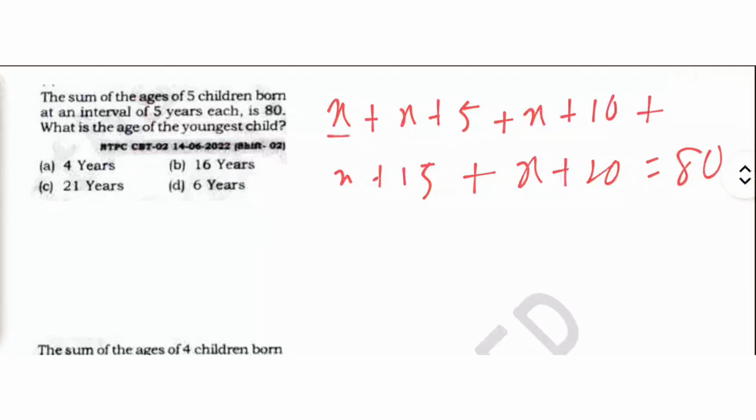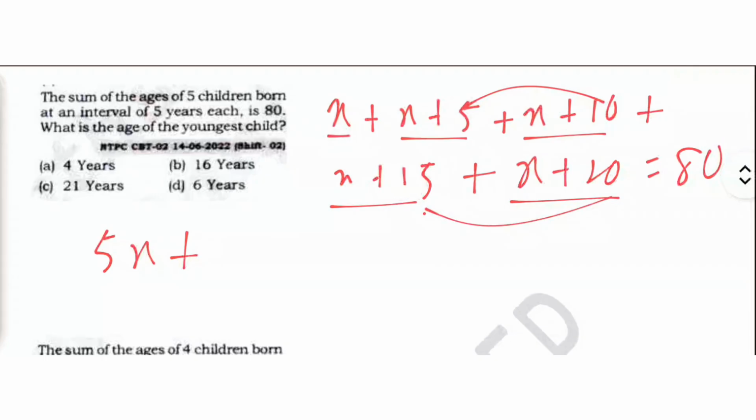So this is your first child, second child, third child, fourth child, fifth child. We are just adding 5, 5, 5 because the gap is 5 years. So this is nothing but 5x plus how much? 5 plus 10 is 15, 15 plus 15 is 30, 30 plus 20 is 50, which is 80. 5x is nothing but 30, x is 6.